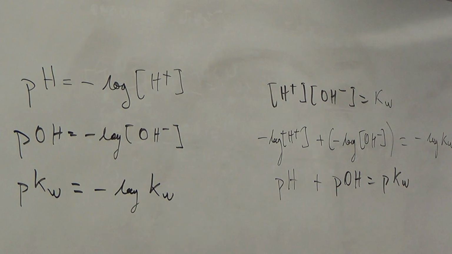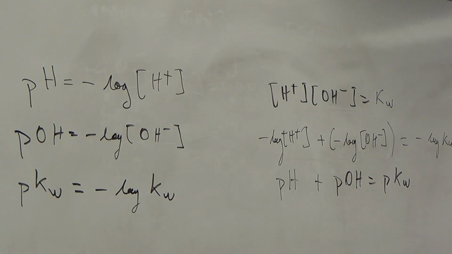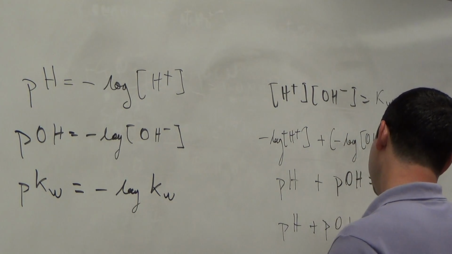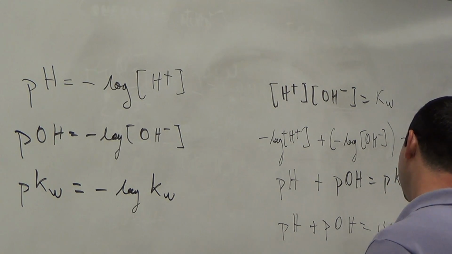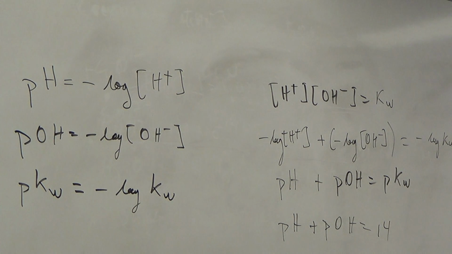The negative log of 1.0 times 10 to the minus 14, if this number is 1, it is just that number, okay? Times a negative, so pKW is 14. Yes, so this is pH plus pOH is equal to 14. The pH scale goes from 0 to 14.